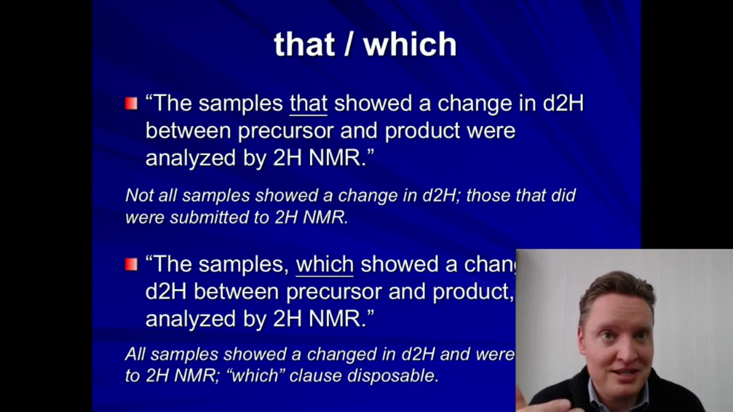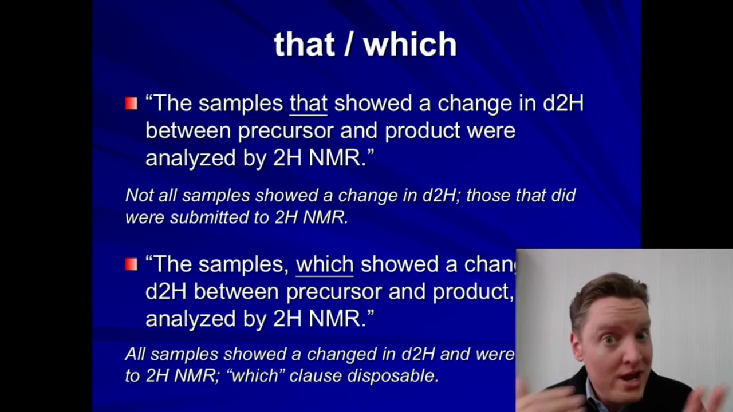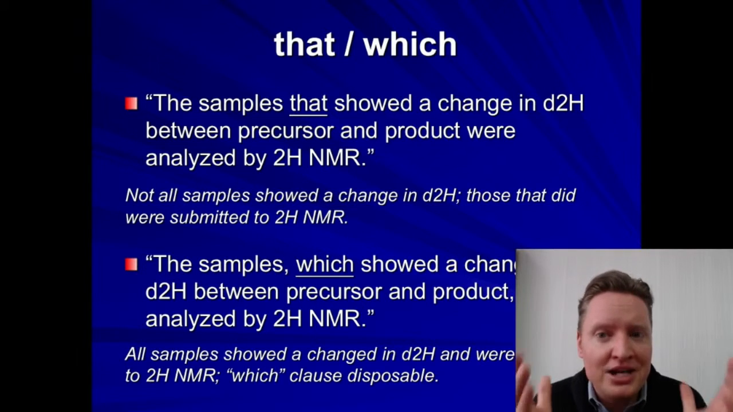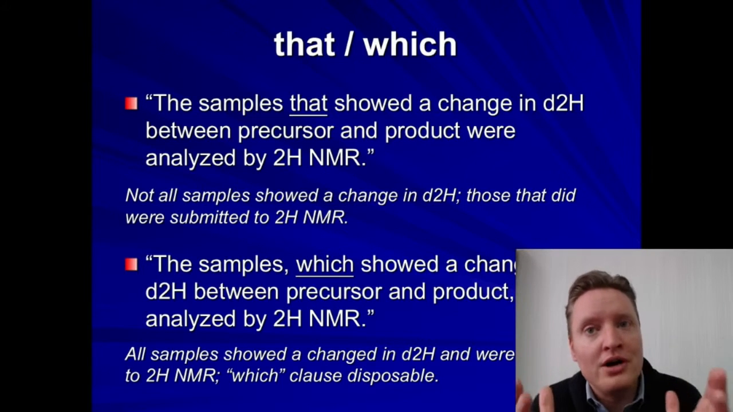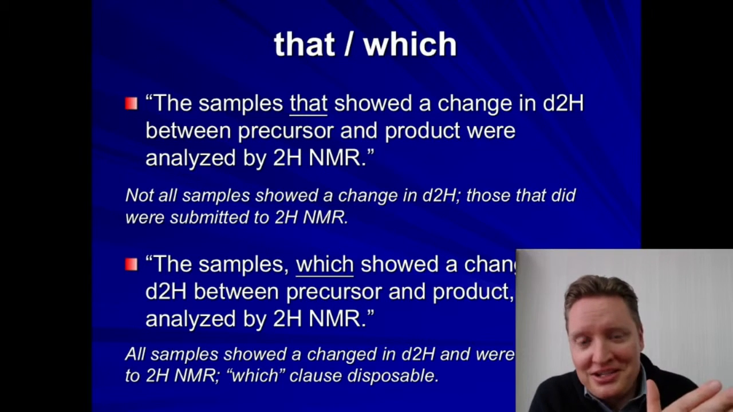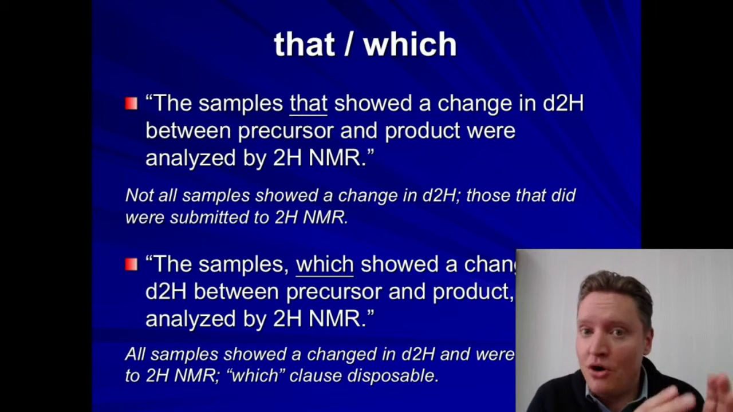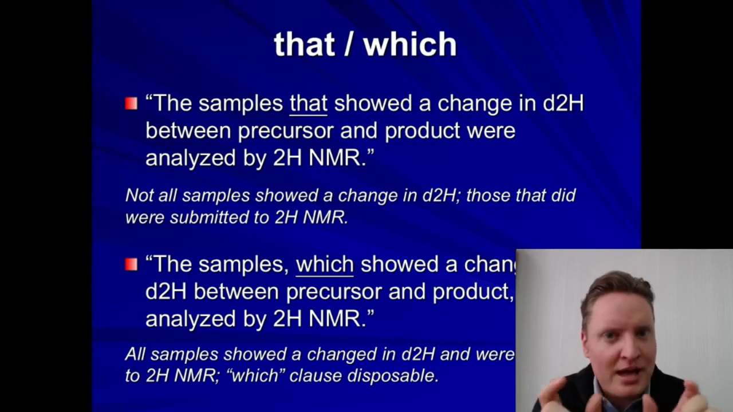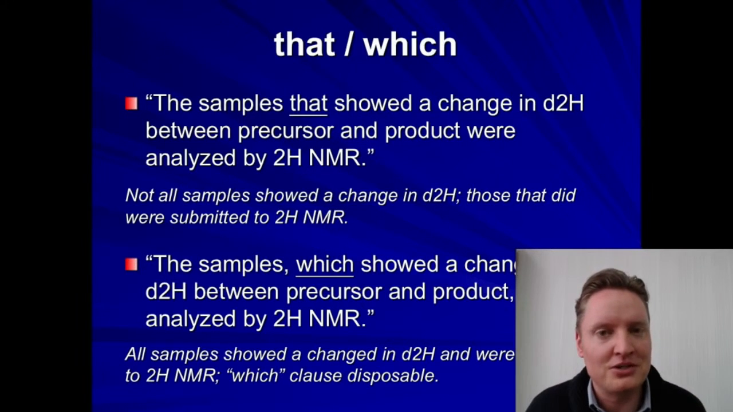Now, if you take the same sentence and say the samples which showed a change, now you mean all the samples showed a change and all of them were submitted and analyzed. Okay, not some, but all. So that, some of them, which, all of them. Remember that when you're trying to decide which one to use following your subject or your noun.